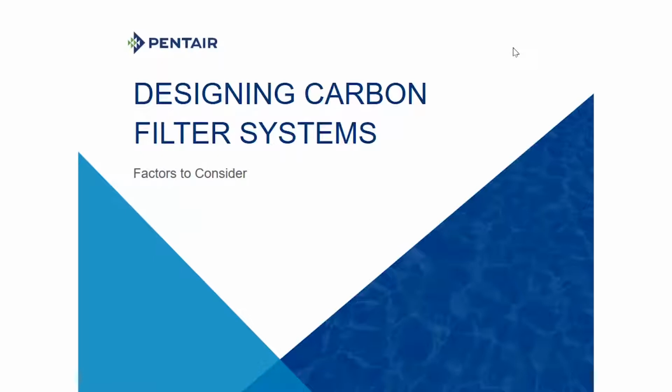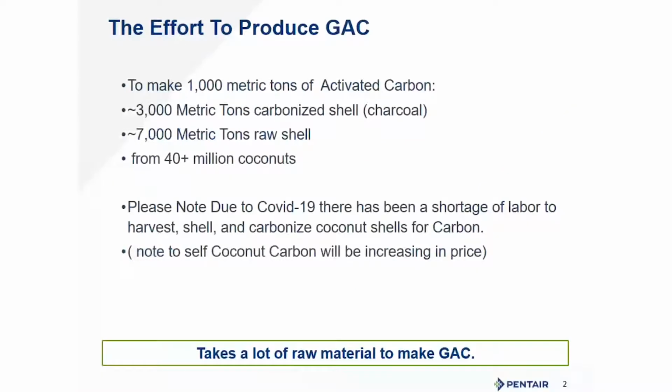So that being said, we're going to take a look at carbon itself real quickly, and the effort to produce GAC. To make 1,000 metric tons of activated carbon, it takes 3,000 metric tons of carbonized coconut shells burned in a pit without any oxygen. It takes 7,000 metric tons of raw shells to produce that 3,000 metric tons, and then 40 million coconuts to produce 1 metric ton of activated carbon.